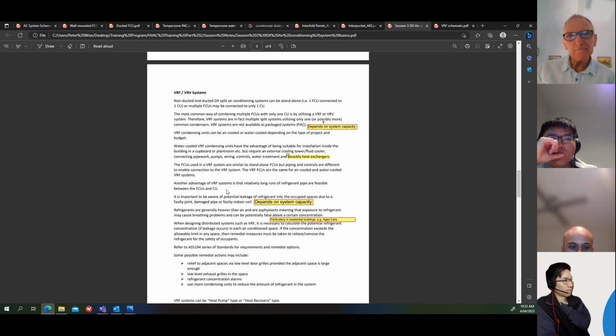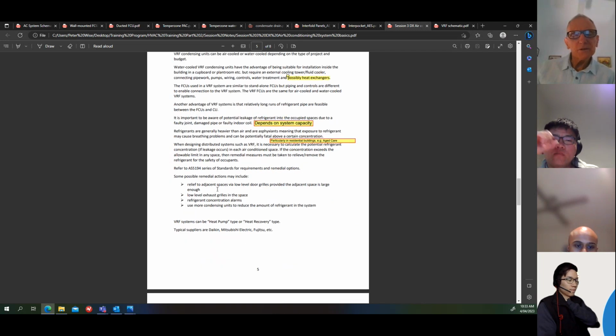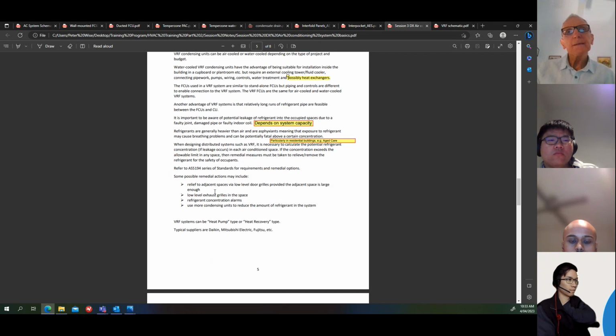So you need to have a look at that. But some possible actions might include relieving the refrigerant to an adjacent space, such as a low-level door grill. So as long as the adjacent space is large enough to take the volume of the system, you can relieve it to a bigger space and it's not going to cause a problem.